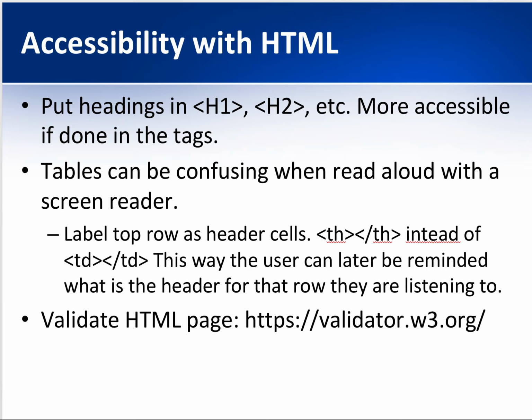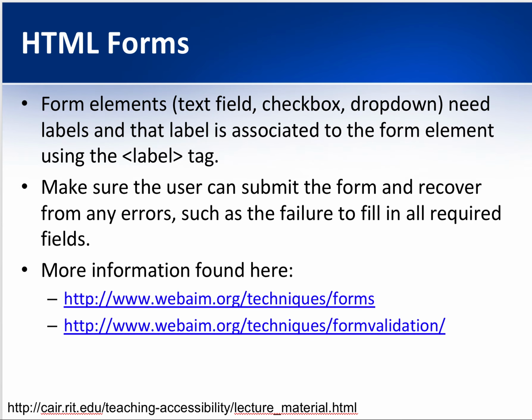You can also validate HTML pages, and it's very important to validate it because the HTML5 validator will check for any mistakes that you make that will interfere with screen readers. Forms too. With forms, it's a good practice to have labels, using the label tag and making them associated, so you know which label is with which input box, and making sure the user can submit the form and recover from errors. When you give the message that tells them which errors they made, that's very helpful as well. And you can have some links for more information on that.